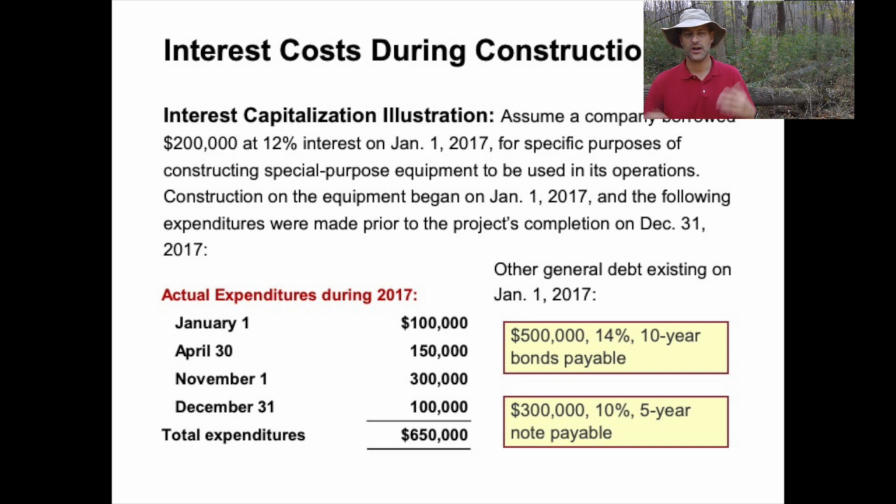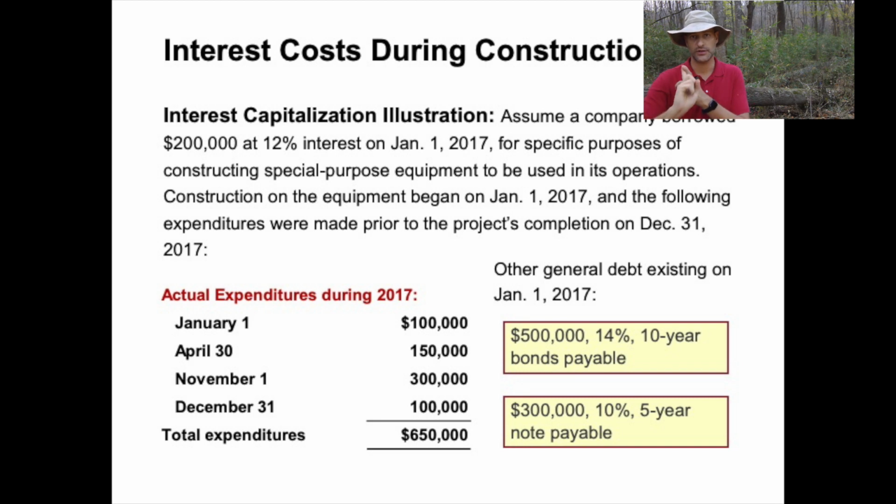So here are our actual expenditures for 2017. We had $100,000 on January 1st, so that was outstanding for the whole year. On April 30th, we had another $150,000. On November 1st, there was $300,000. And on December 31st, there was $100,000. So our total expenditures for the year were $650,000.